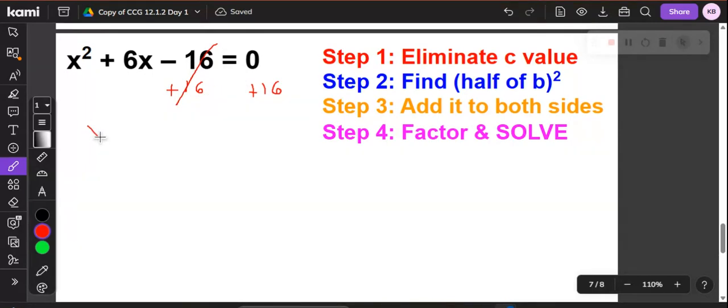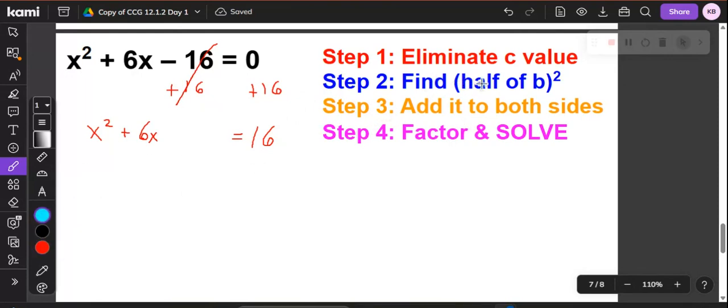But that gives me the equation x squared plus 6x. And I really like to leave a blank here because we're going to put a c value there in a second. But it equals 16. So I kind of leave this blank here, which I'm going to fill in step 2.